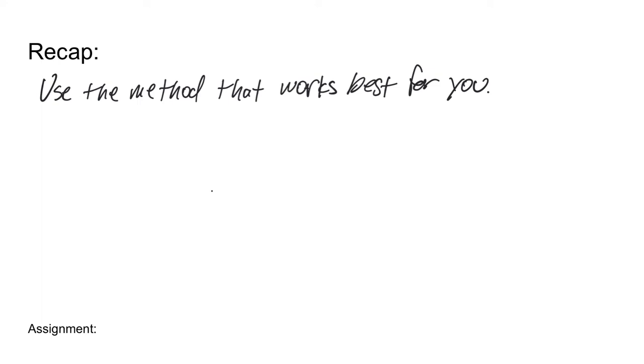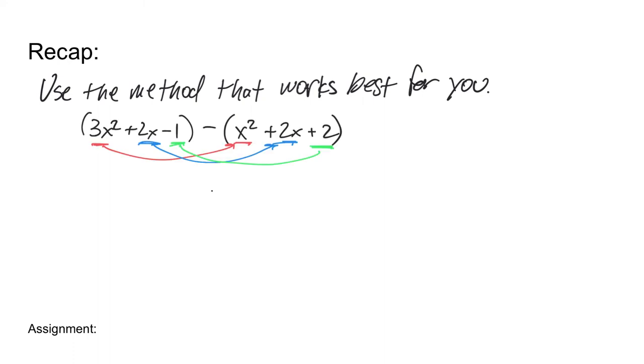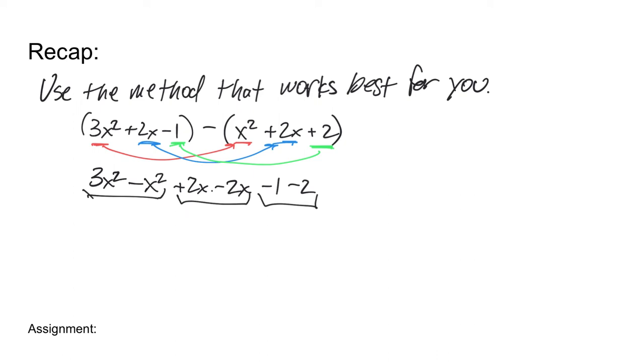If you like to just do the horizontal method, where you don't rearrange, I like to draw arrows or little lines that connect the terms that I will be combining because they are like terms. Okay. Rearranging can make it easy because then they're next to each other. 3x squared minus x squared plus 2x minus 2x. I'm changing the sign, you notice, as I bring down the second one. Minus 1 minus 2. So they're next to each other and it's easy to see what's happening.